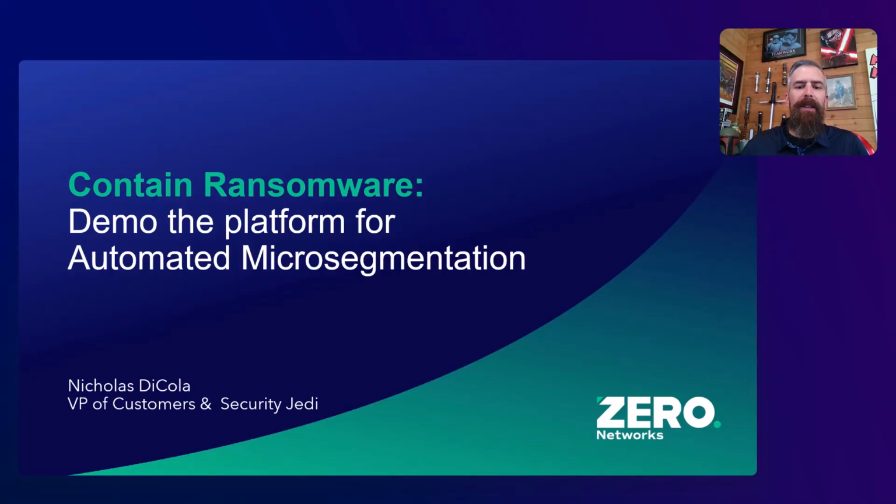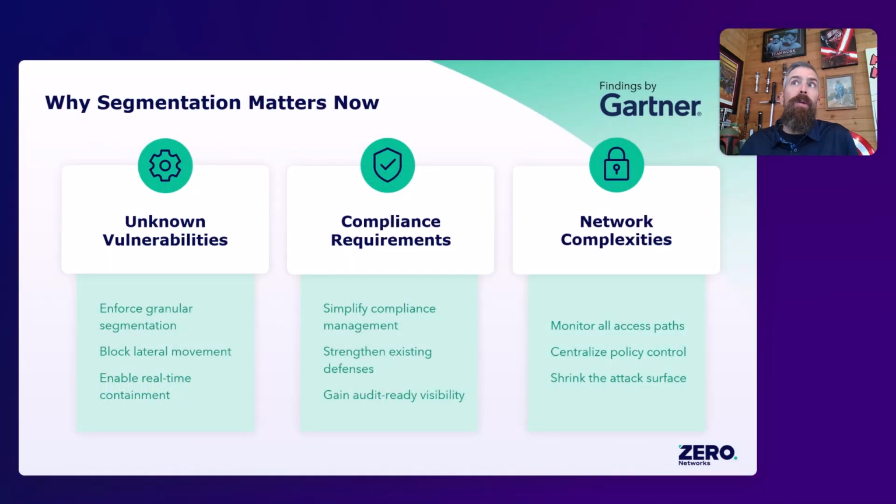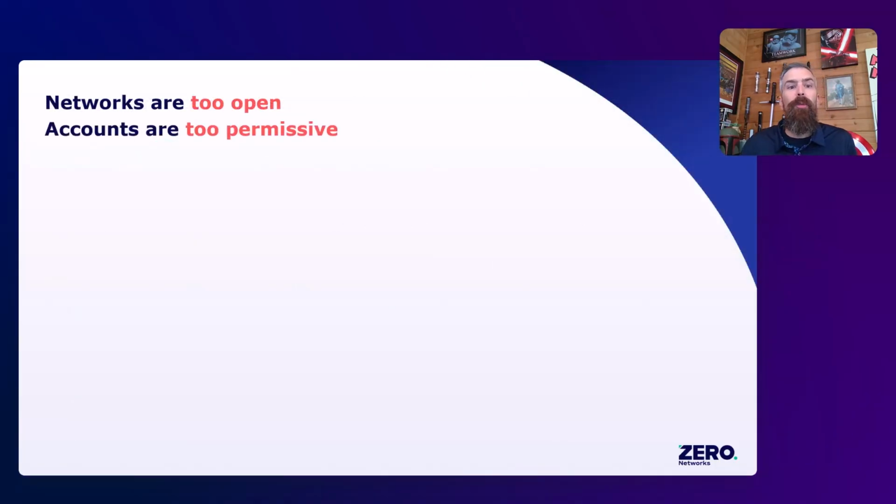Before we get into that, let's just quickly talk about some of the issues and why microsegmentation matters so much today. Even according to Gartner, an industry analyst, there are various reasons why microsegmentation matters so much now. There are unknown vulnerabilities, compliance requirements, and network complexities, but ultimately you need to lock the network down to stop lateral movement and contain attackers if they get in the environment, right? And that all stems from networks being too open and accounts being too permissive.